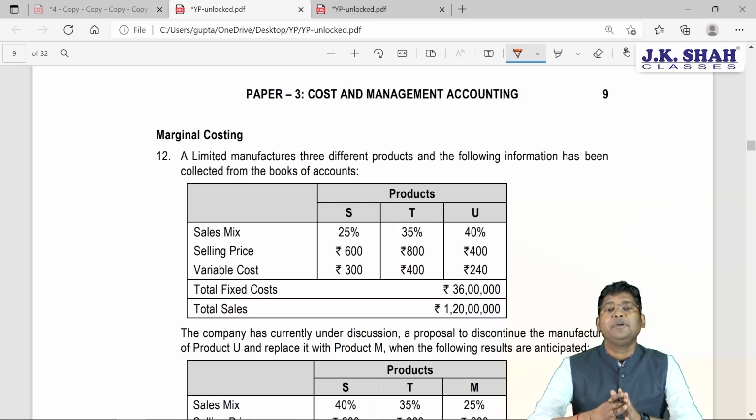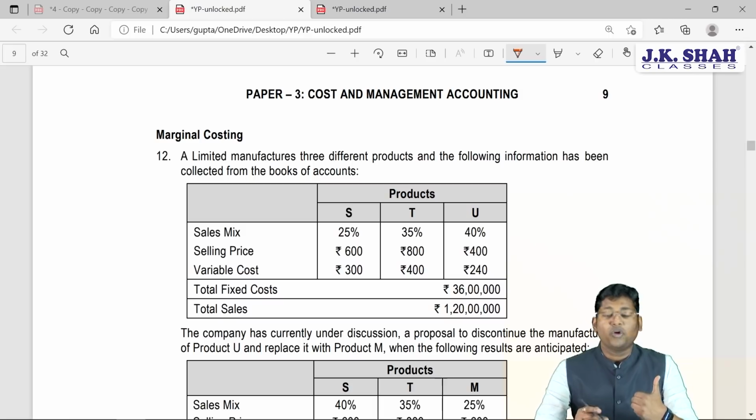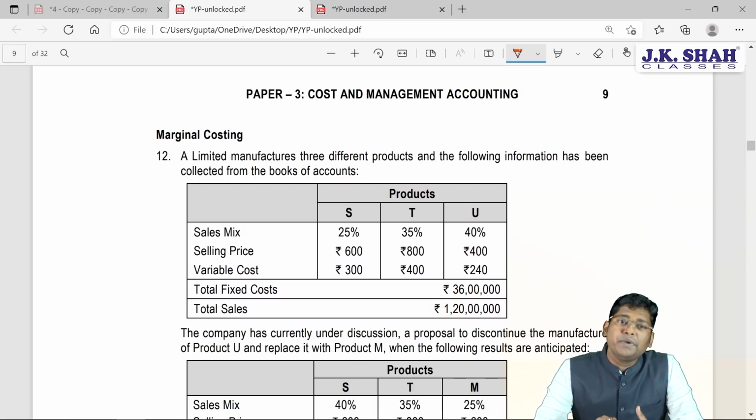As far as this chapter is concerned, this chapter is having only 6 different concepts involved in it. The concept number 1 is your preparation of income statement, which starts with sales minus variable cost, gives you contribution. When you deduct fixed cost from that, you get your final profit.